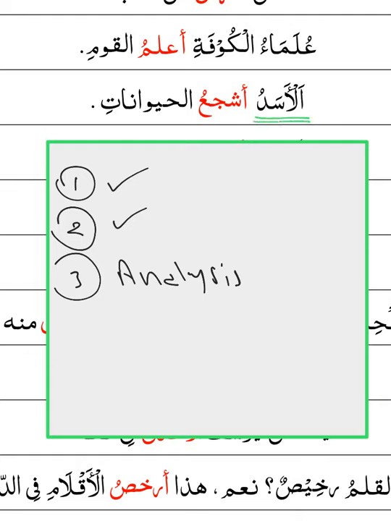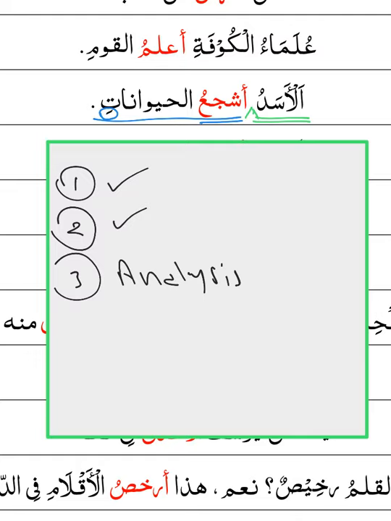Al-asadu is mubtada. Straight away we know the separator will go here. The remainder is khabar. That's the basic analysis. We know the two main parts of the sentence. If you look at the mubtada, it's very simple. It's just one word, al-asadu, nothing else. The khabar is a mudaf ilay. Ashja'u is mudaf, al-haywanati is mudaf ilay. That's why al-haywanat is in the genitive case.